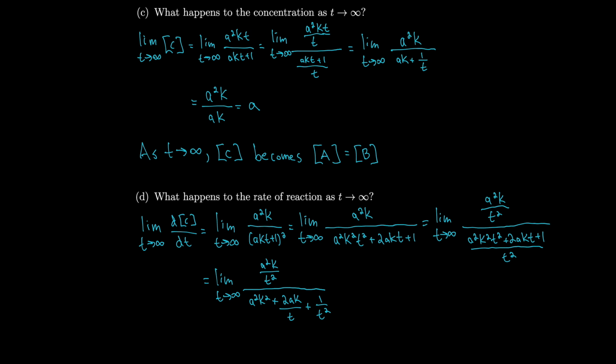Okay, so this is nice. Now t is only in the denominator of each of these fractions. So that means that in every single case where t is in the denominator, as t goes to infinity, those fractions go to 0. So we have 0 over a squared k squared plus 0 plus 0. 0 divided by a non-zero number is equal to 0. So that means that as t goes to infinity, the rate of reaction dC/dt goes to 0.